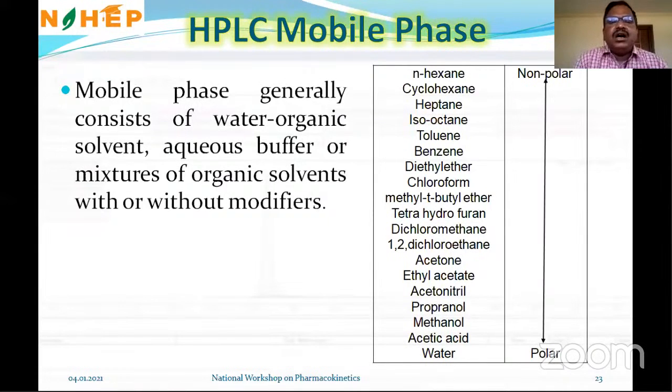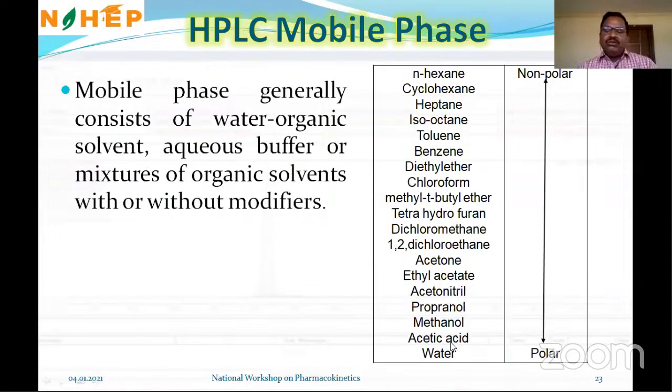Coming to the various mobile phases, they range from hexane, which is non-polar, to water, which is highly polar. These generally consist of water and organic solvents, aqueous buffer, or a mixture of organic solvents with or without modifiers, used as a mobile phase. Non-polar solvents are commonly used in normal phase HPLC, whereas polar solvents are commonly used in reverse phase HPLC.